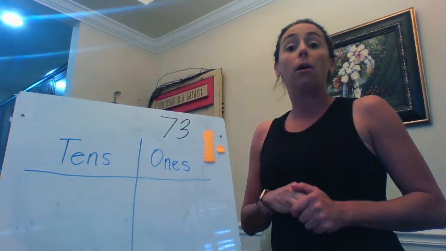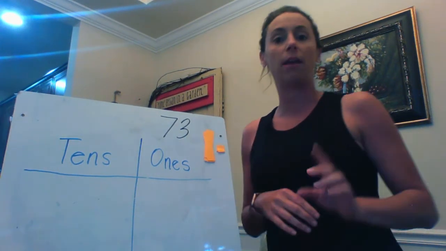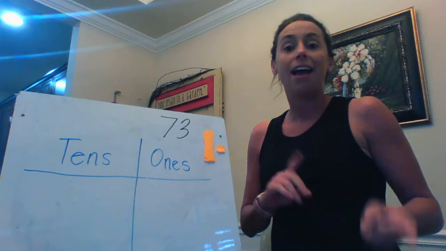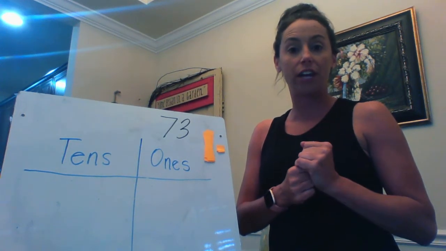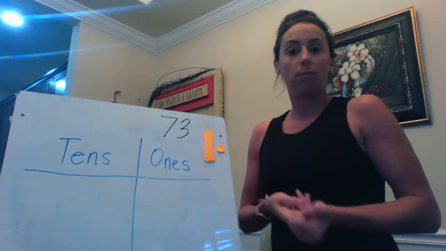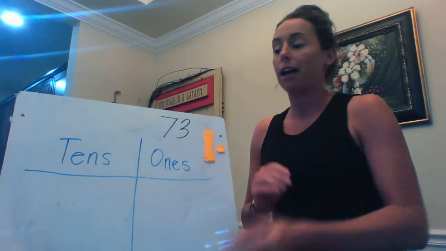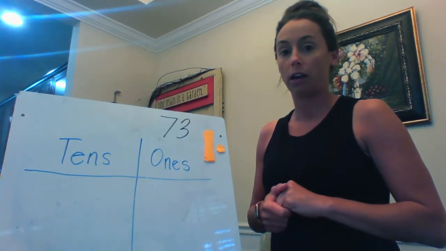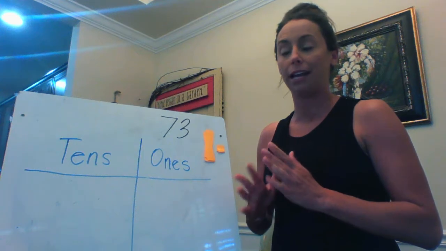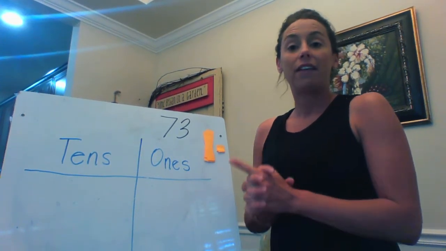I'm going to give you a minute. You can pause the video, build the number 73, and then push play once you've built it and see if yours matches mine, okay? So go ahead and pause the video, see if you can build 73. And make sure your tens and your ones are on the correct side. Your tens are going to be on the left and your ones are going to be on the right. Okay, we want to always make sure they're in the right place. Okay? All right, guys, here we go.